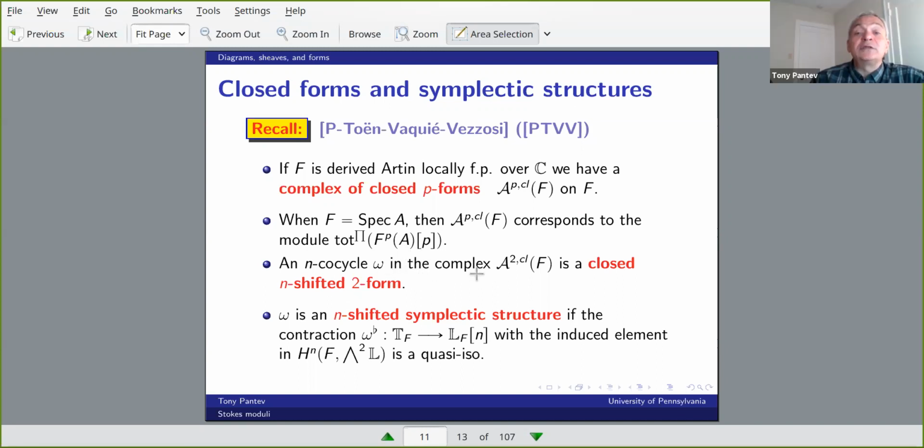And so an n-cocycle in the complex of closed two forms is what we call an n-shifted two form. And it's an n-shifted symplectic structure if, when you look at its basic term, its internal homological degree zero term, and you contract with it the tangent complex, you get the cotangent complex shifted by n, in this quasi-isomorphism. So that's the non-degeneracy condition.